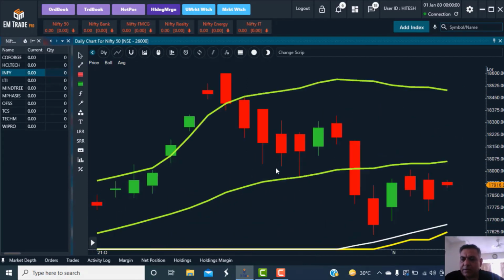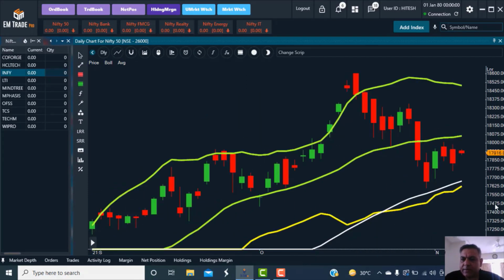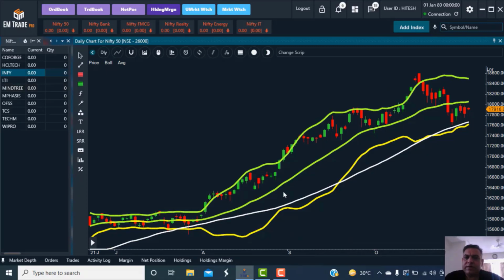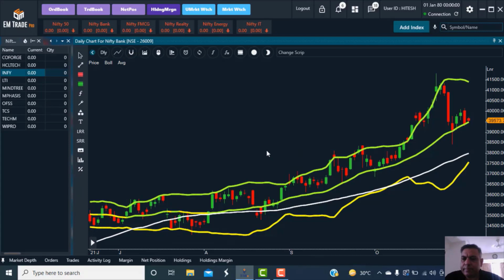So I'll maintain a positive bias on the markets. Buy on dip. I'll keep my risk management levels of stop loss below 17,500 odd levels. But going forward, yes, can I expect toppiness? Definitely, it will be there. So on same parameters, now let's analyze Bank Nifty.